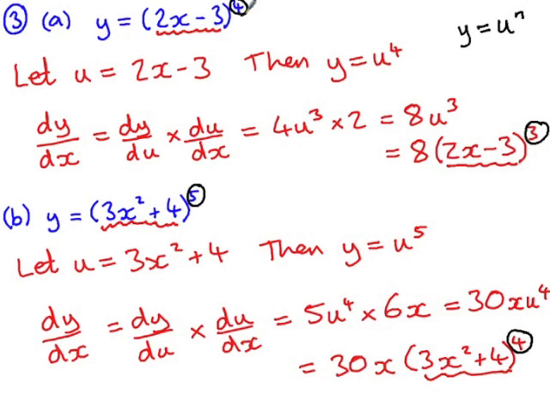And in each case we've multiplied by the power, but we've also multiplied by the derivative of the function in the bracket. So in the first example we've multiplied by 4 and also by 2, which is the derivative of 2x take 3. In the second example we multiplied by 5 and we also multiplied by 6x, which is the derivative of 3x squared plus 4.